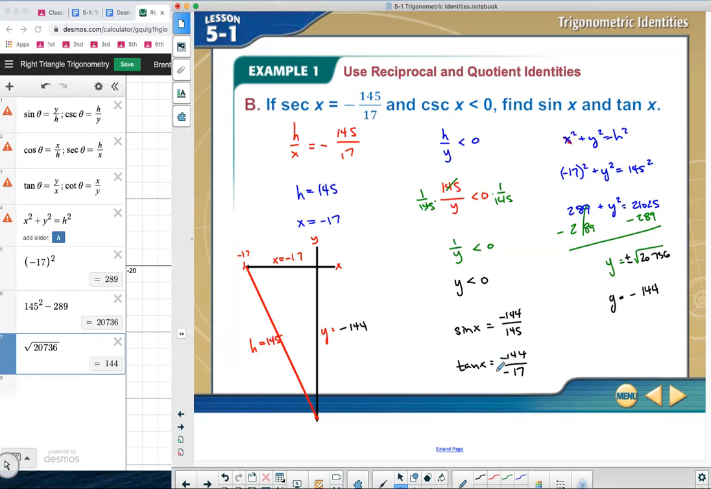Question, 2 negatives. What happens with 2 negatives? They become a positive. All right. So there would be our solutions to this one.